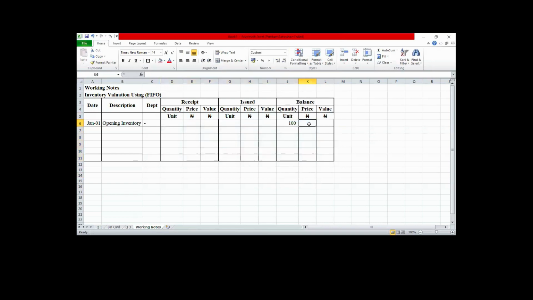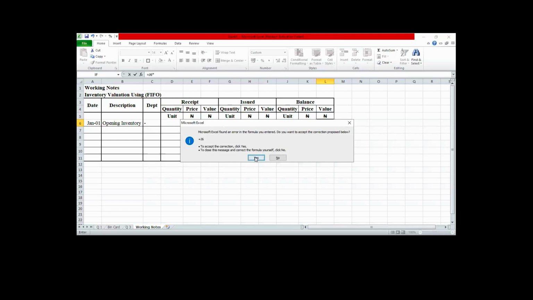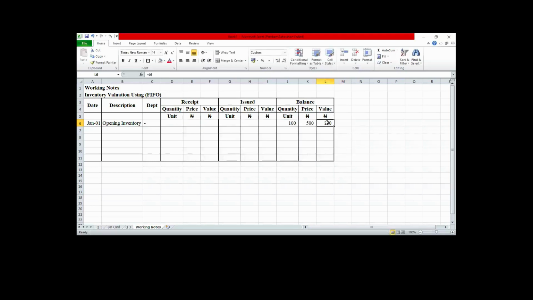₦500 each. We now say that for you to get the value, you will say quantity times price. That's 50,000. Is it clear? Yes, sir.